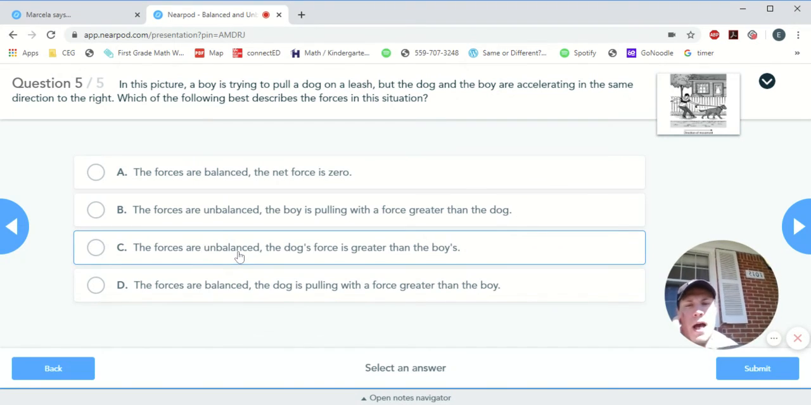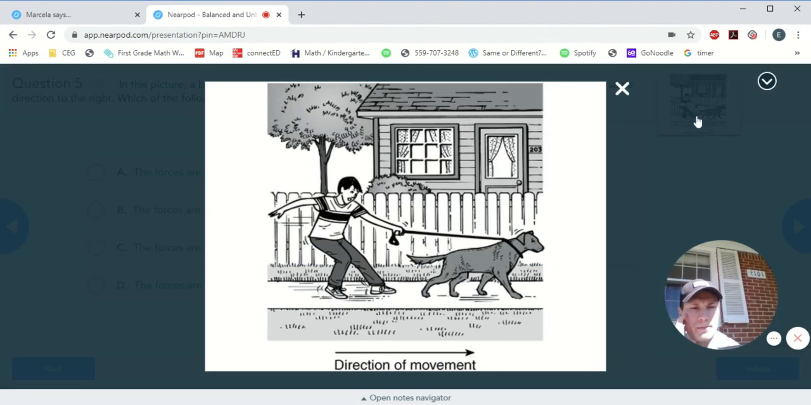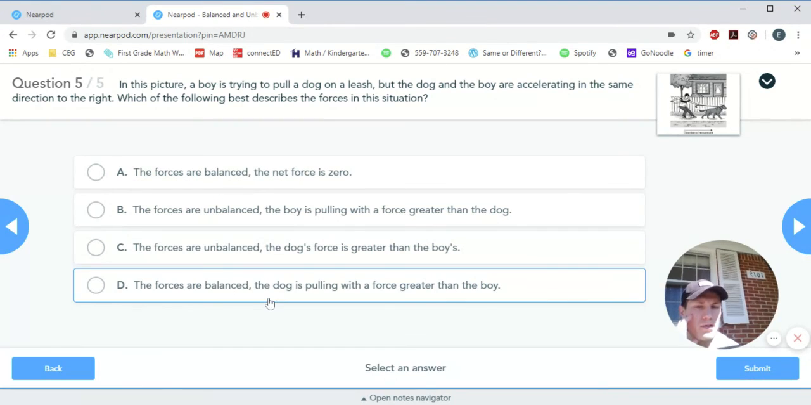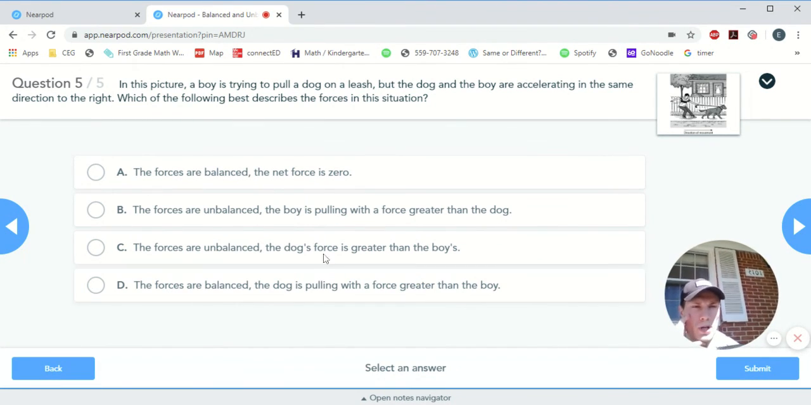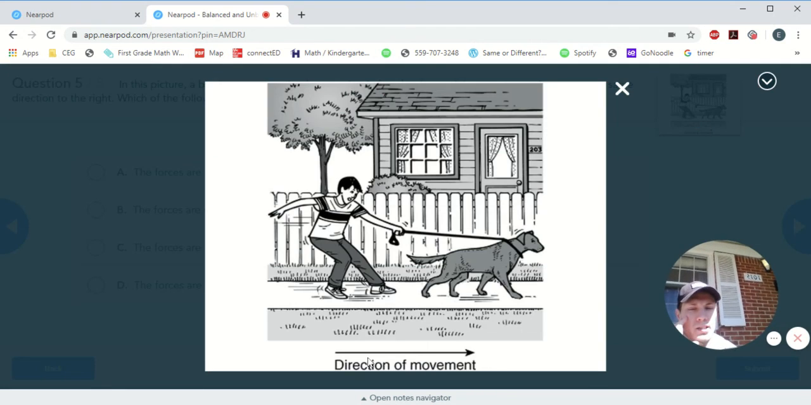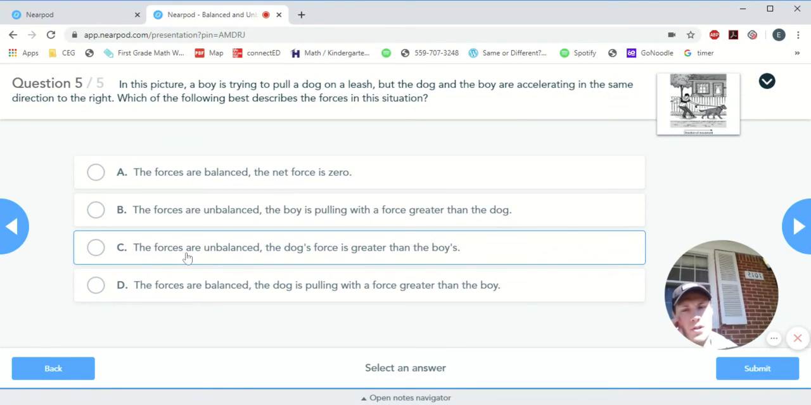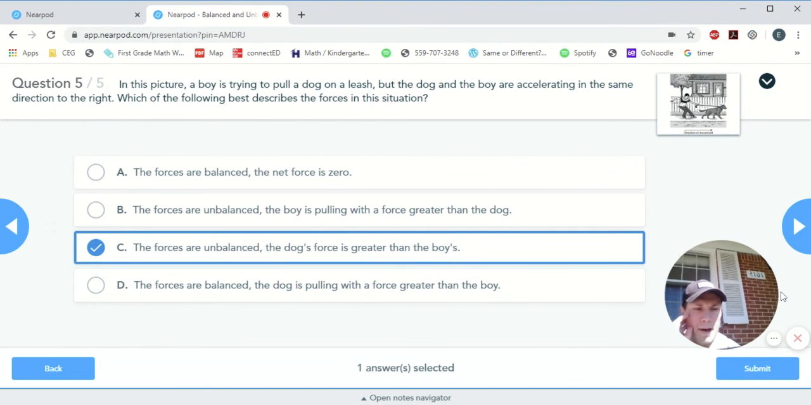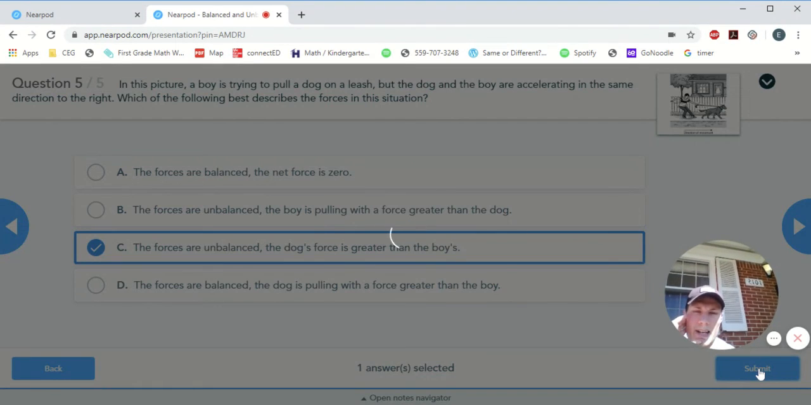The forces are unbalanced. The dog's force is greater than the boy's. So it seems like that could be true because they are moving the way the dog's force is going. But let's just make sure that this one makes the most sense. The forces are balanced. The dog is pulling with a force greater than the boy's. Well, obviously they're not balanced because the dog's force is greater than the boy's. So that would say they're not balanced. So our best answer, the forces are unbalanced. The dog's force is greater than the boy's force. I would choose that. Let's see how I did.